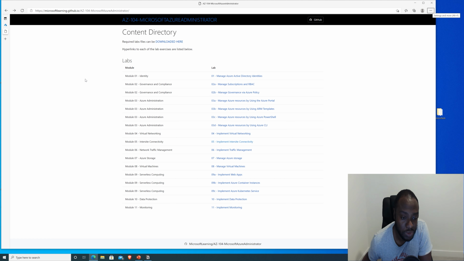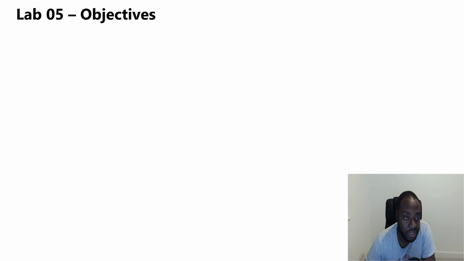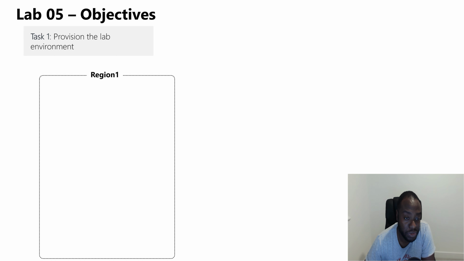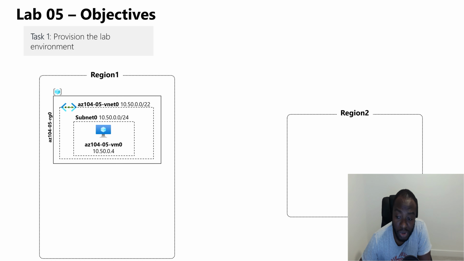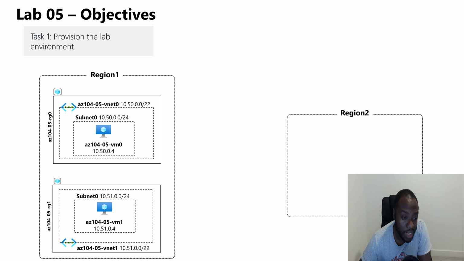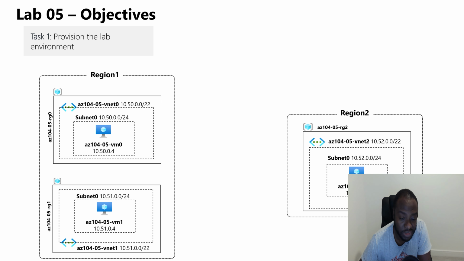Right, so let's just look at what we're going to do today in PowerPoint. So the objective for these labs is this. First, we're going to provision the lab environment using a template. We're going to spin up 2 lab environments, one in region 1 and one in region 2. Region 1 will have 2 virtual networks, and region 2 will have just one.